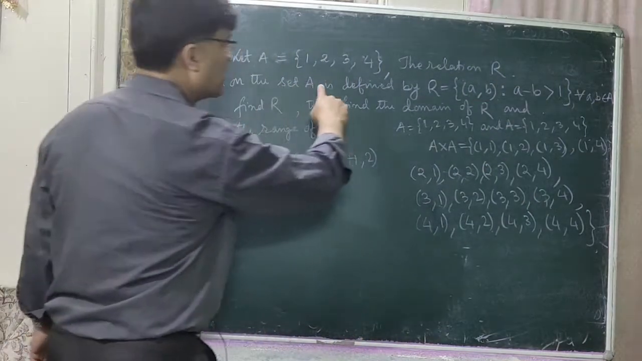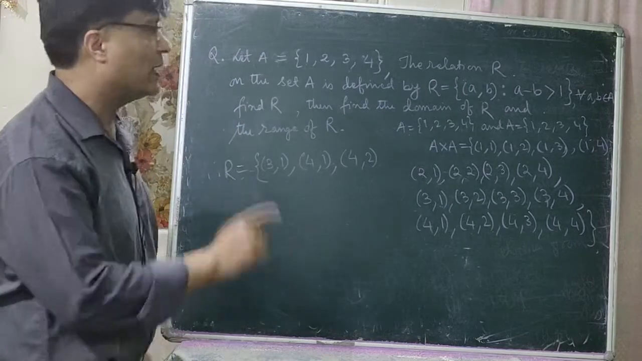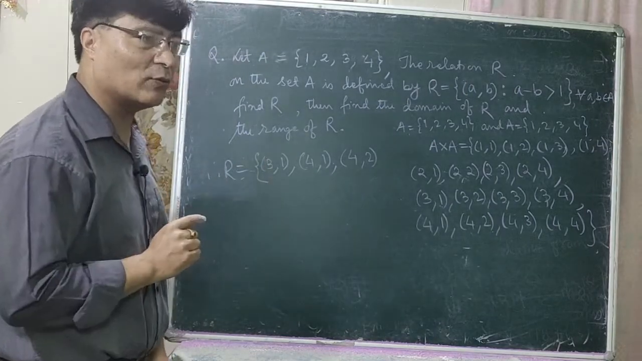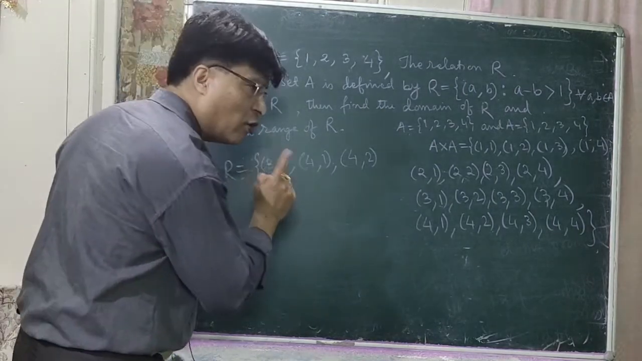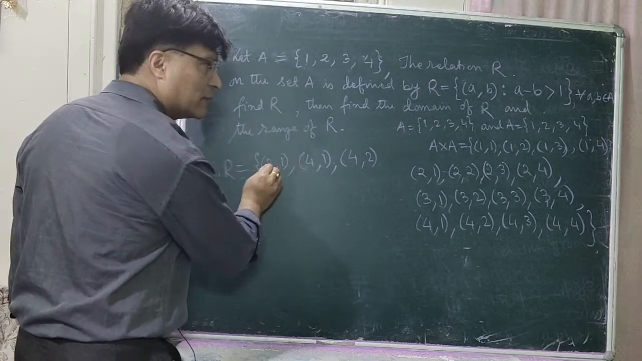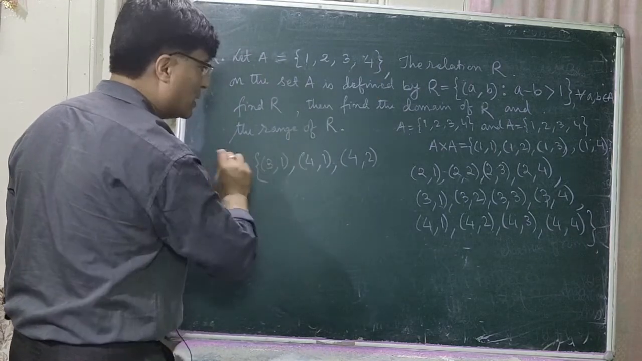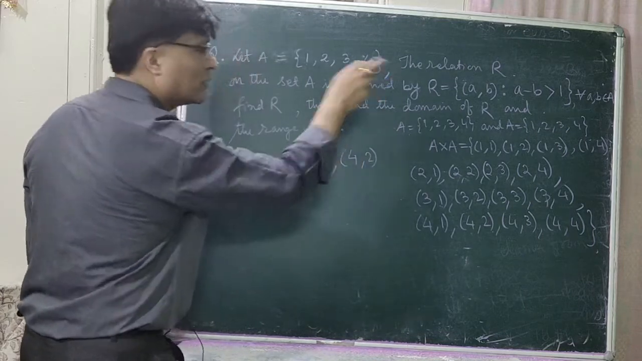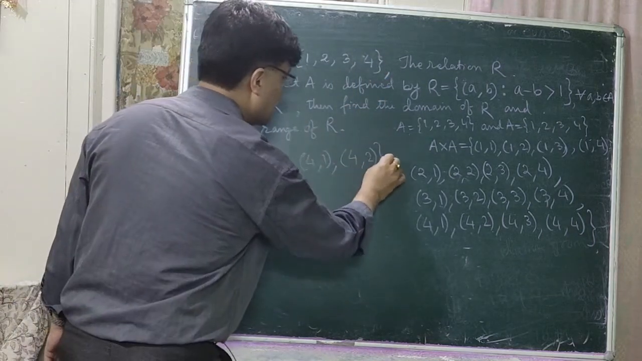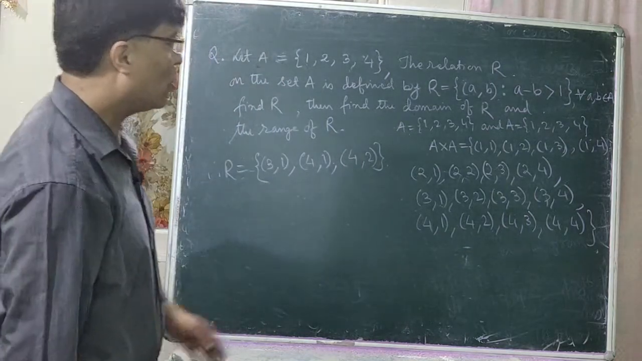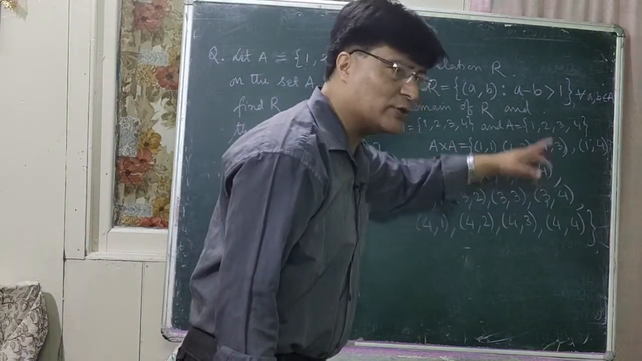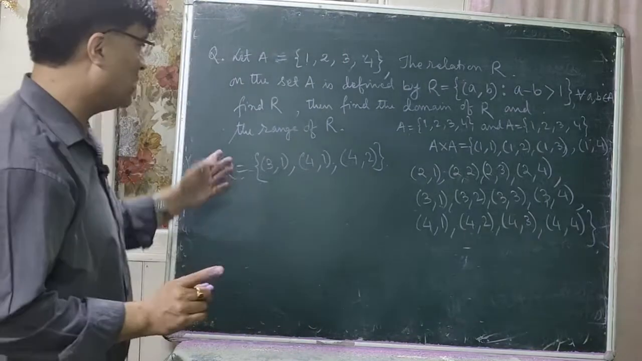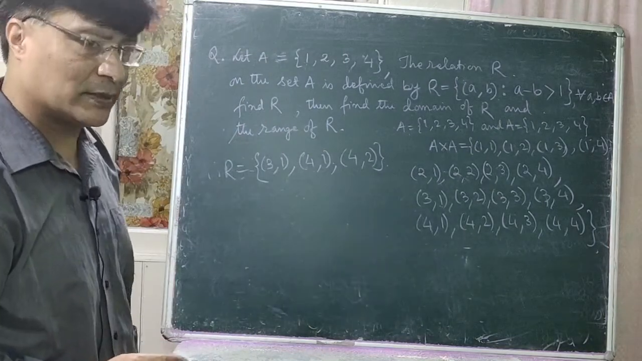So the relation defined was (A, B) such that A minus B is greater than 1. Which ordered pairs come in it? (3, 1), because 3 minus 1 is 2, and 2 is greater than 1. (4, 1), 4 minus 1 is 3, and 3 is greater than 1. (4, 2), 4 minus 2 is 2, greater than 1. Is that clear? The second bracket is closed. No other possible ordered pair has a difference greater than 1. These three only. Okay?